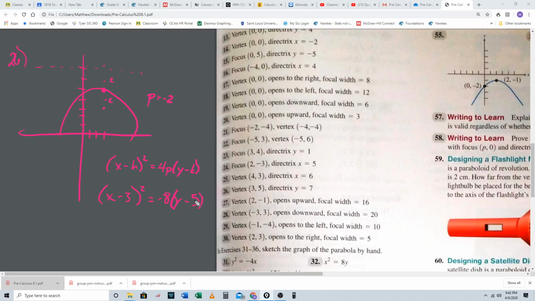Okay. I'll do one more of these down here. They're pretty simple. They give you a p and they tell you if it opens up or down. Honestly, I don't think I even need to do it, but I'm going to do it anyway. Yes, you do. You need to do one. You know who you are.